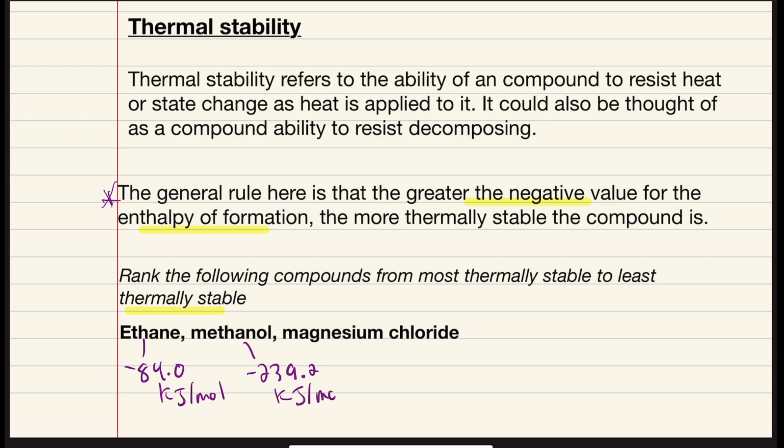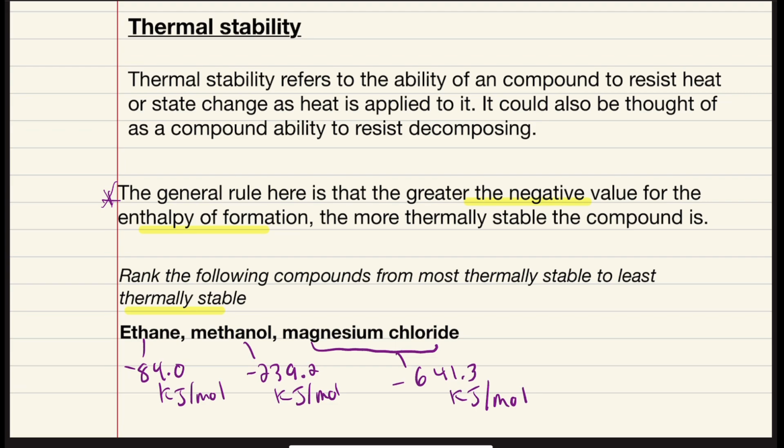kilojoules per mole. And then finally, if I look at magnesium chloride, now typically the ionic compounds are going to be the most thermally stable because they release the most energy when they're being formed. Right, ionic bonds are much stronger than covalent bonds, so you can expect that it's going to be harder to break them apart. Nevertheless, this is going to have a molar enthalpy of formation of negative 641.3 kilojoules per mole.